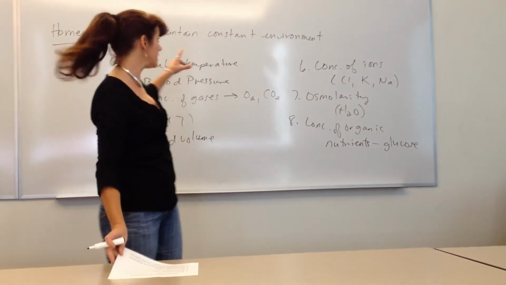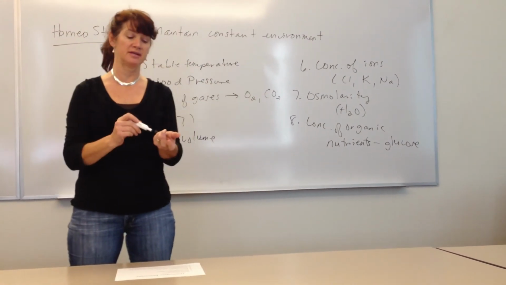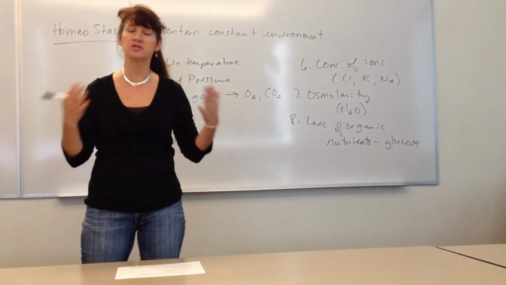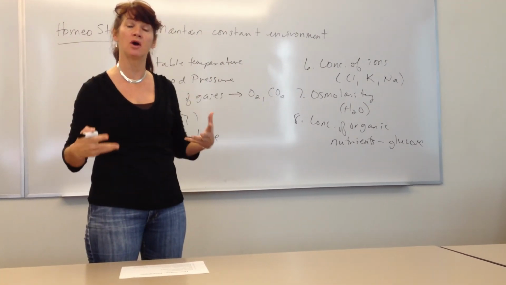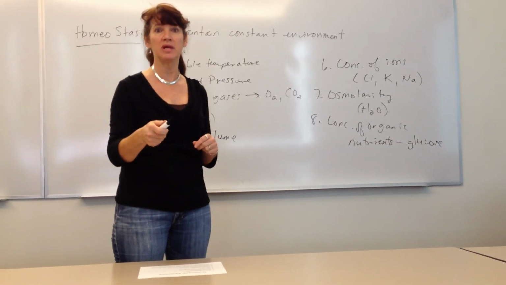So these are the 8 homeostatic parameters. As we go through each different body system, remember that the most important thing in your body is to bring back homeostasis, to be at a constant environment. Otherwise, we get sick.